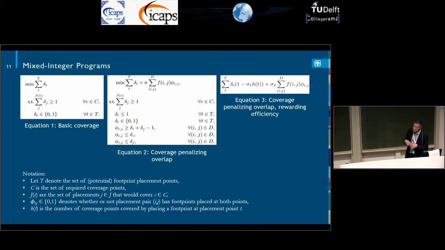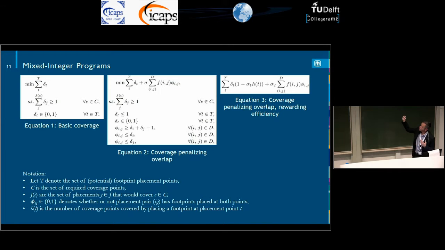So sometimes you want to have additional pixel data, if you will, on the boundaries. And so some overlap is good. We found with equation two, though, this kind of caused some undesirable behaviors. So we also added in equation three this notion of rewarding efficiency.